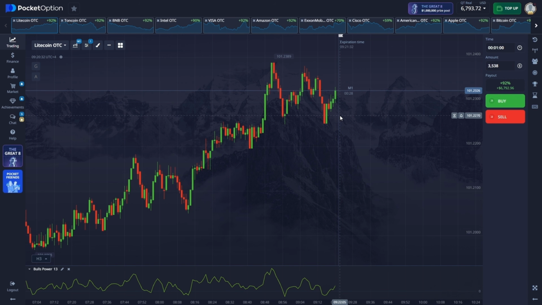I hope you understand how this indicator works. If you don't know how it works, I suggest you watch my previous videos on Bear's Power, as both indicators are quite similar.